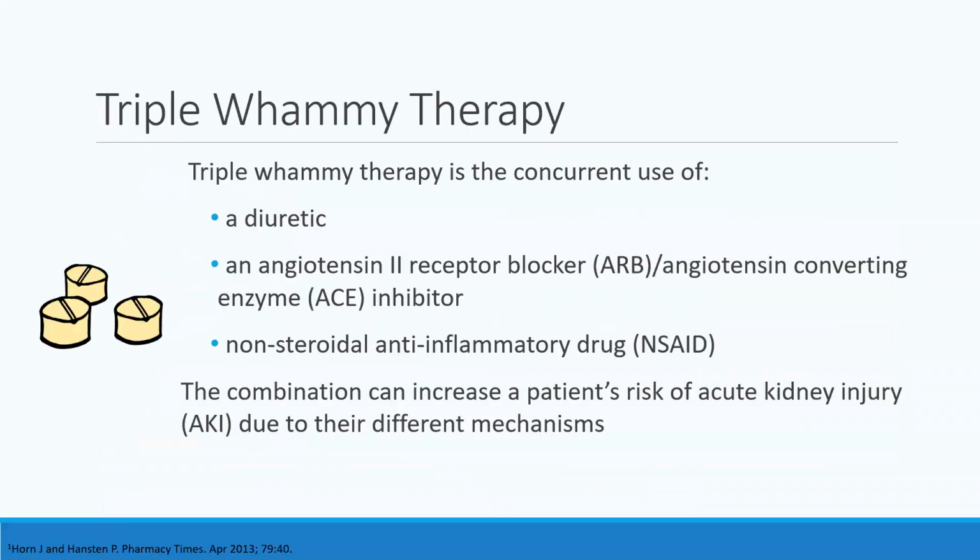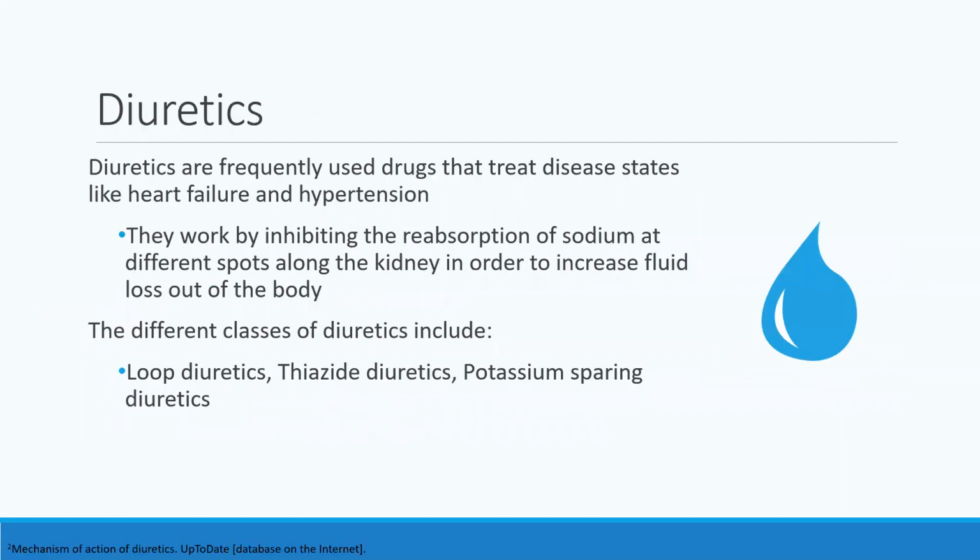For the introduction, triple whammy therapy is the concurrent use of a diuretic, an angiotensin II receptor blocker, an ARB, an angiotensin converting enzyme, ACE, inhibitor, along with a nonsteroidal anti-inflammatory drug, or NSAID. The combination of these three agents can increase a patient's risk of acute kidney injury, or AKI, due to their different mechanisms working together.